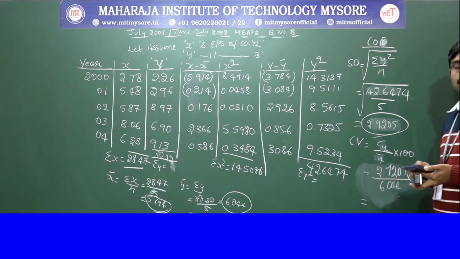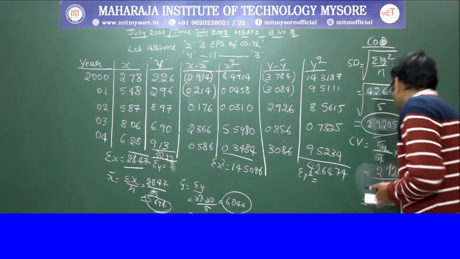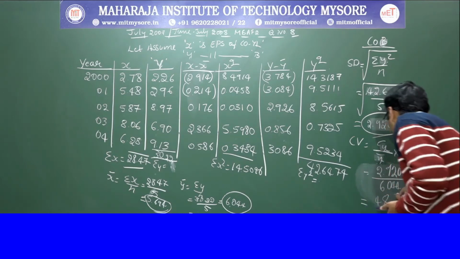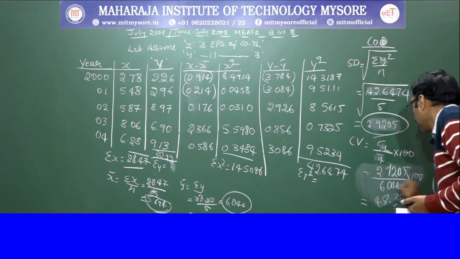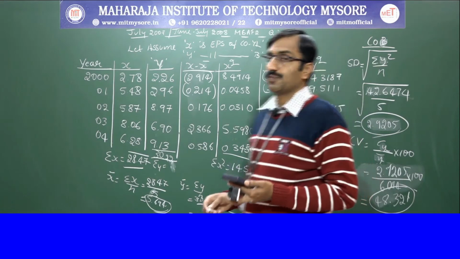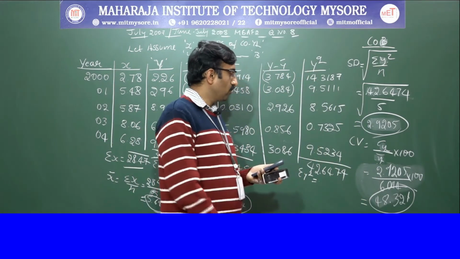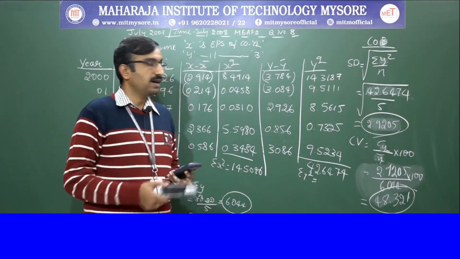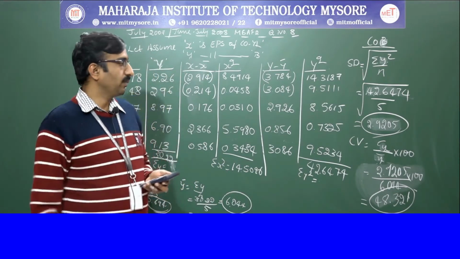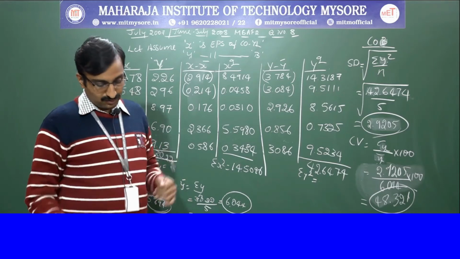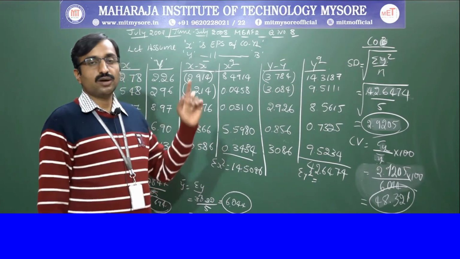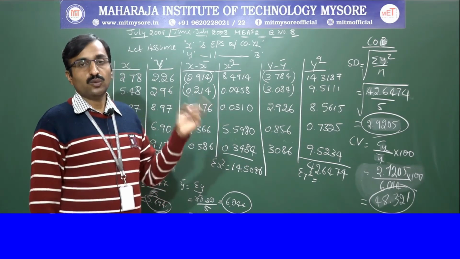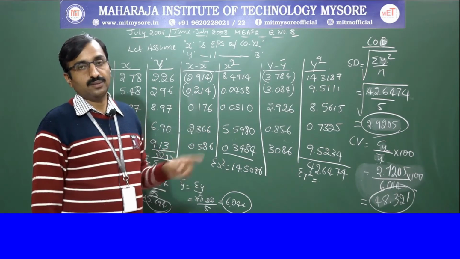So, you will get 48.32%. This is the calculation of CV for company B. Okay, standard deviation as well as CV for company B. This is how we calculate for the first four questions, that is standard deviation of company A and company B, then coefficient of variation of company A and company B.